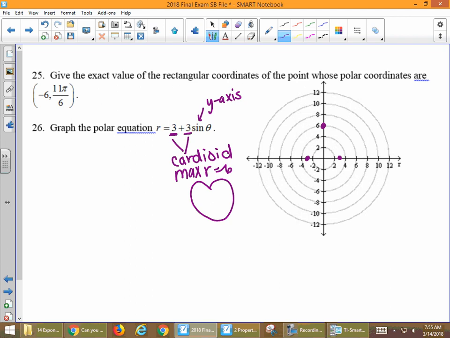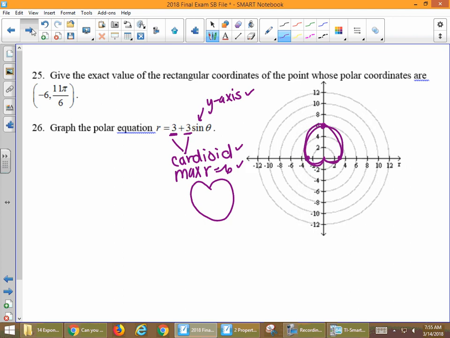So those 3 things, cardioid, maximum r value, and y-axis symmetry, may get you through the problem without even having to put it in your calculator. If you're confident with those things, don't be scared, just pick the answer. If you need to put it in your calculator to see this shape, which I just do very poorly, then you can absolutely do that as well.